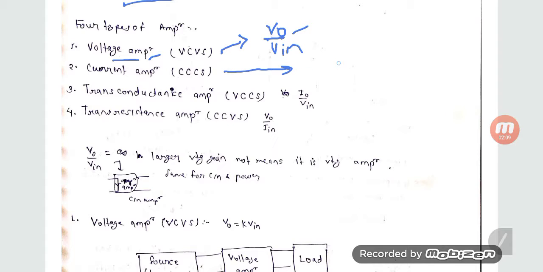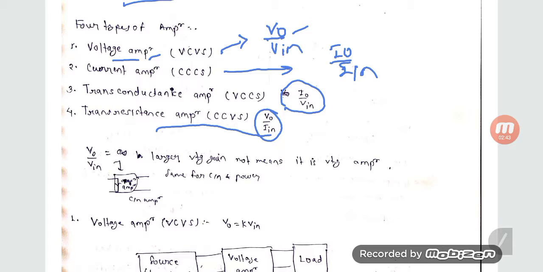For the current amplifier, we use this ratio Io by Iin, output current divided by input current. And for the transconductance amplifier, conductance means current divided by voltage, and since this is an amplifier, we use output quantity divided by input quantity, so the ratio will be output current divided by input voltage. And the fourth category is the transresistance amplifier. Resistance means voltage divided by current, so the ratio will be output voltage divided by input current.